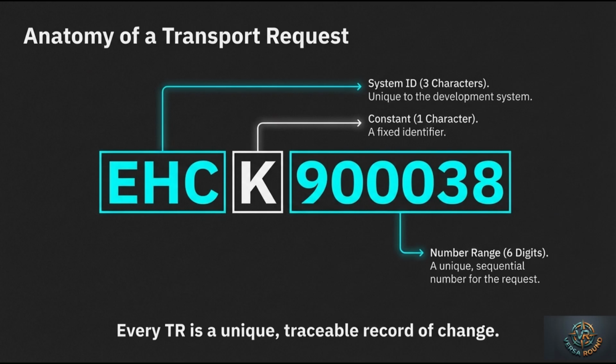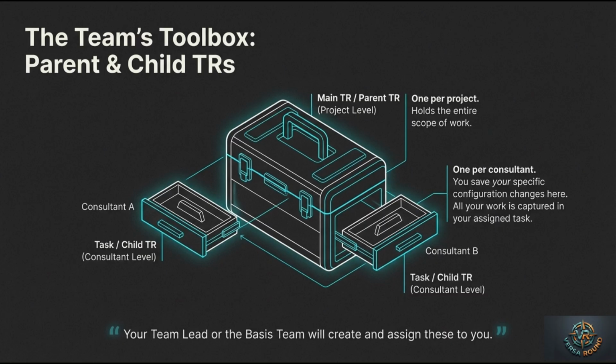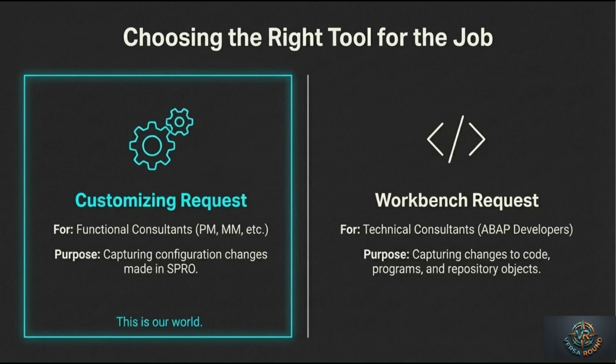The team's toolbox, and choosing the right tool. On a project, we use a hierarchy of these requests. There's one main parent TR that holds the entire project's scope. Then, each consultant, like you and me, works in our own child TR or task. This keeps everyone's work separate and manageable. And the tool we use? For functional consultants doing configuration, it's the customizing request. This is our world. For technical ABAP developers writing code, it's the Workbench request.